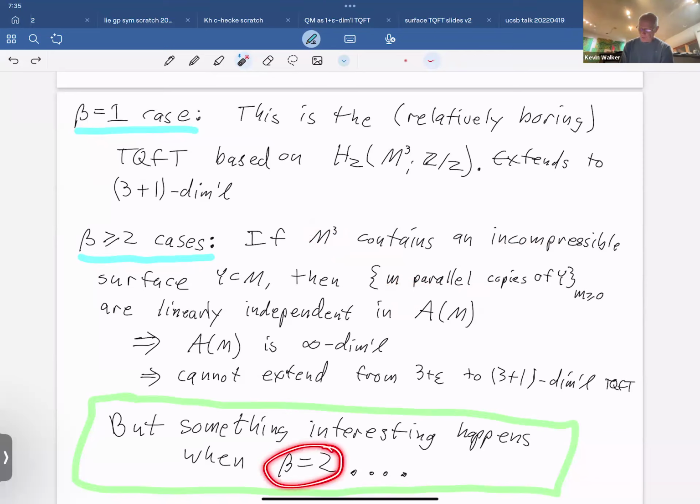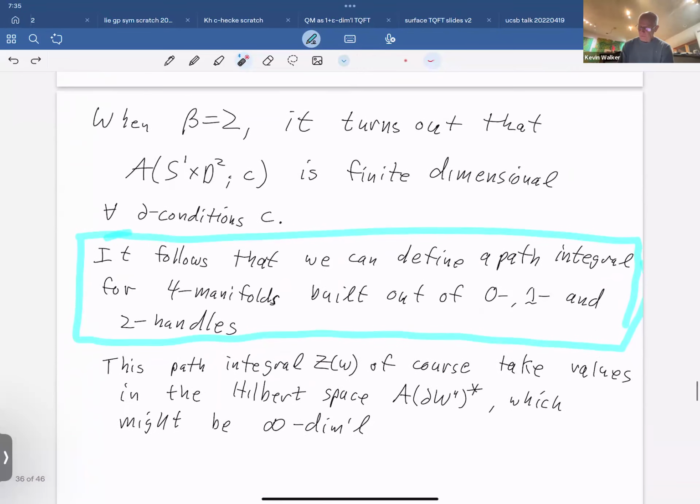But when beta equals 2, something interesting does happen. It turns out that for this manifold, the solid torus with an arbitrary boundary condition, the skein module is finite dimensional for any boundary condition in this beta equals 2 quotient. And what's special about S1 cross D2? Well, that is the attaching region for a four-dimensional 2-handle. And so that means that we know how to compute a path integral. We know how to glue 4-manifolds along S1 cross D2.